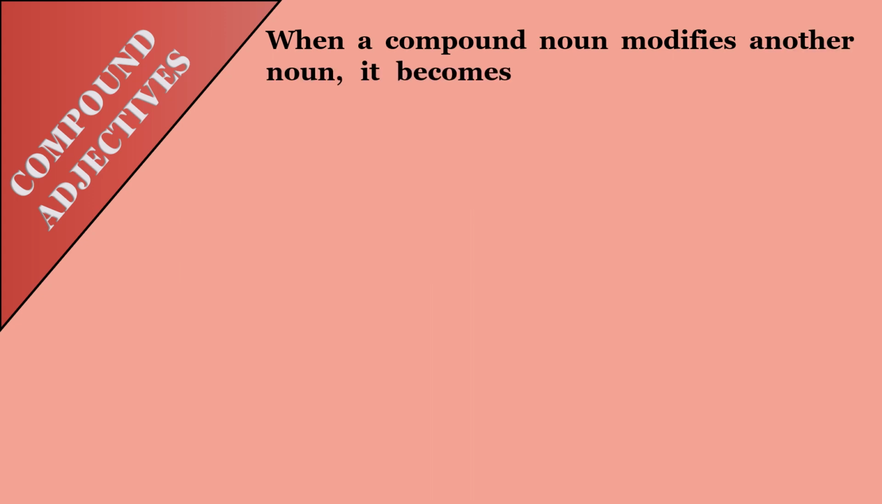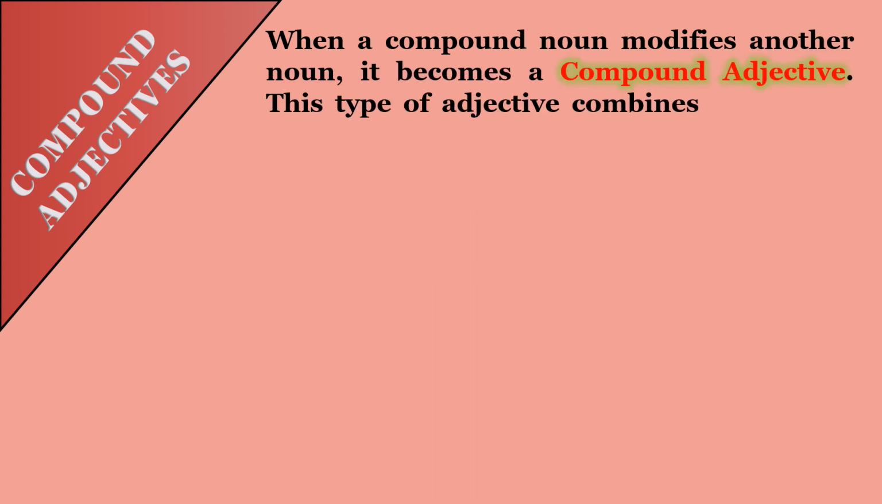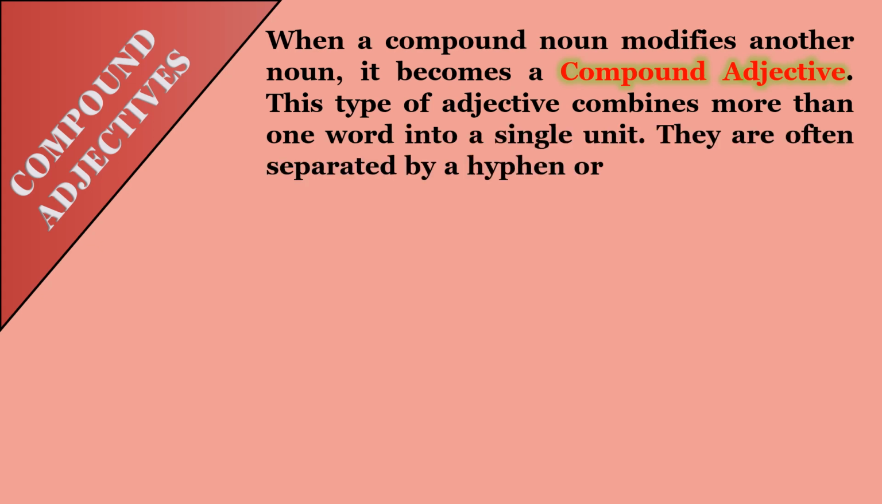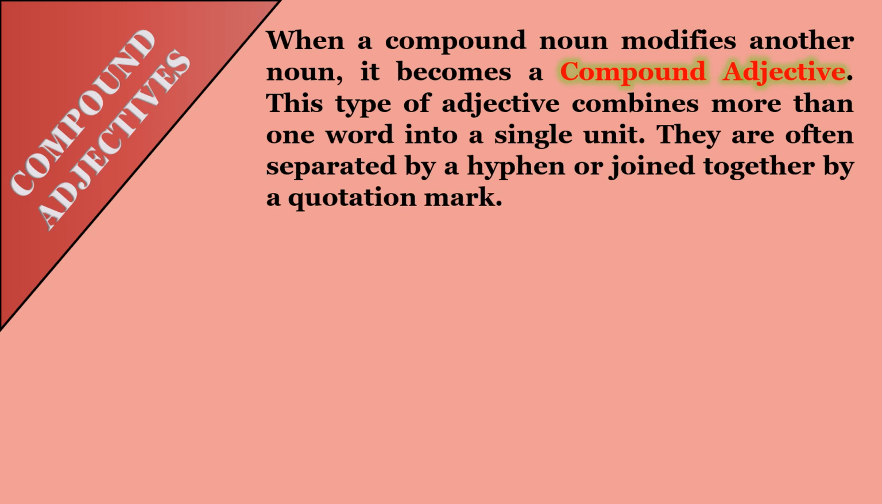The next one, compound adjectives. Now, when a compound noun modifies another noun, it becomes a compound adjective. This type of adjective combines more than one word into a single unit. Either they are joined by a hyphen or joined by quotation marks. So first of all, a compound noun is two words joined together to form a word with a different meaning. When that compound noun describes another noun, it becomes a compound adjective.